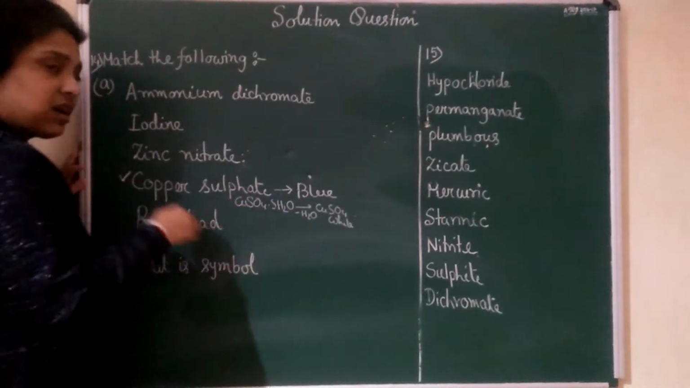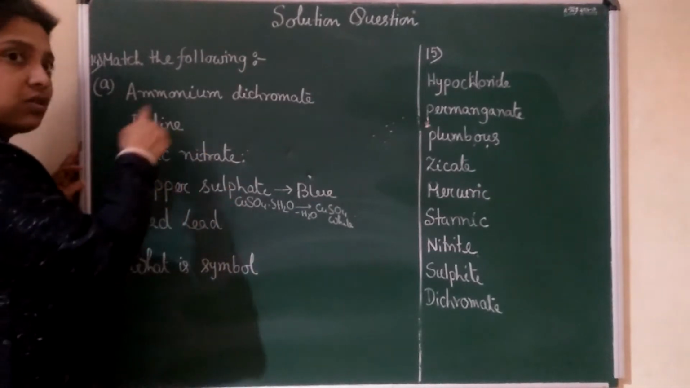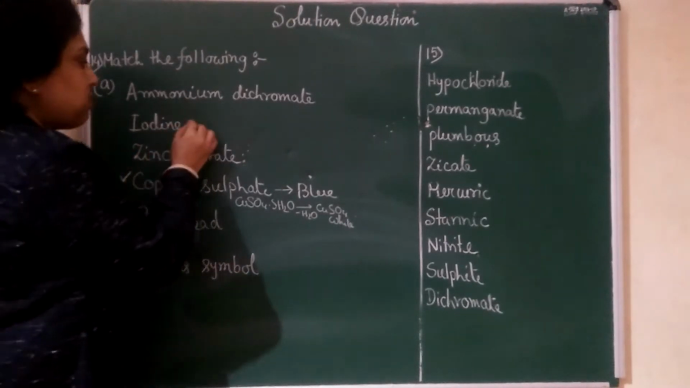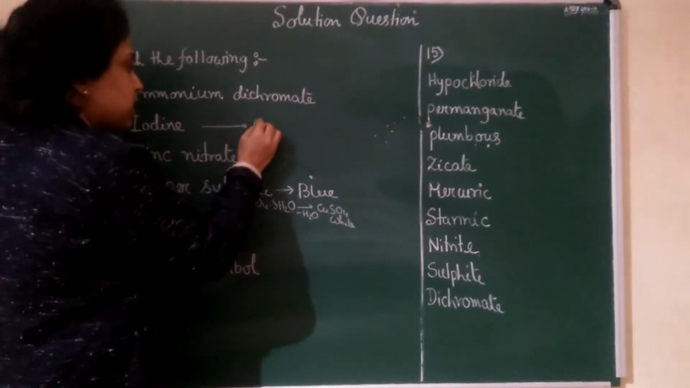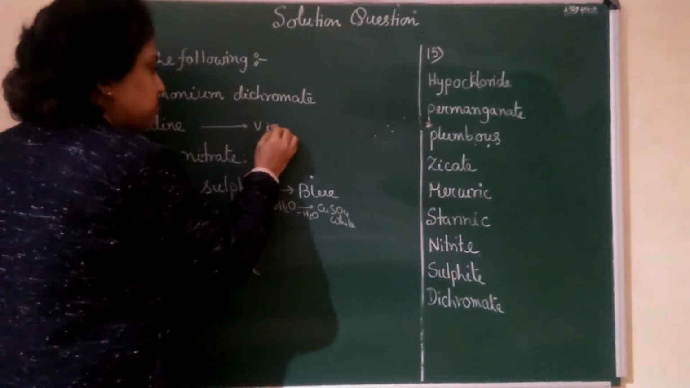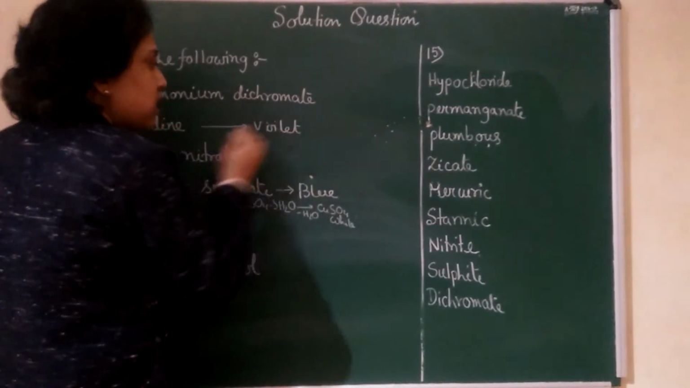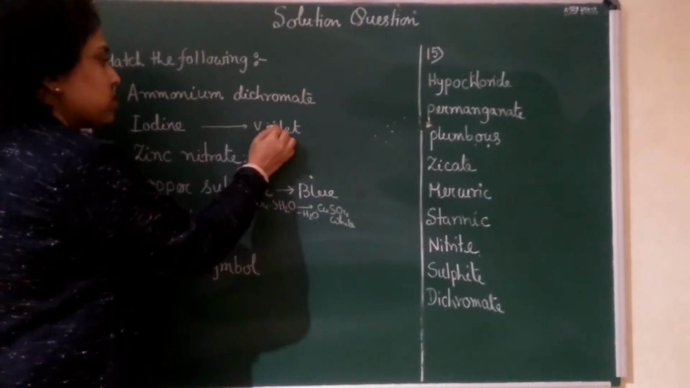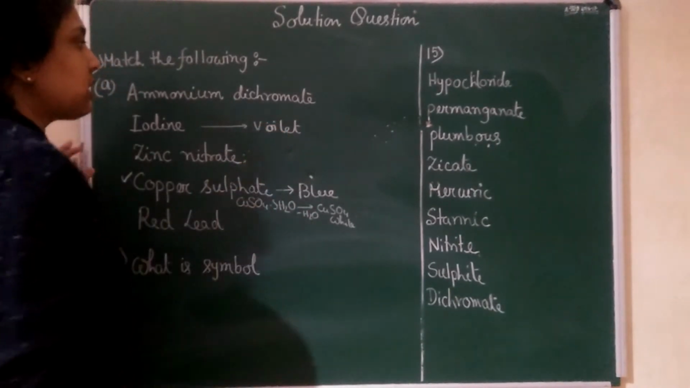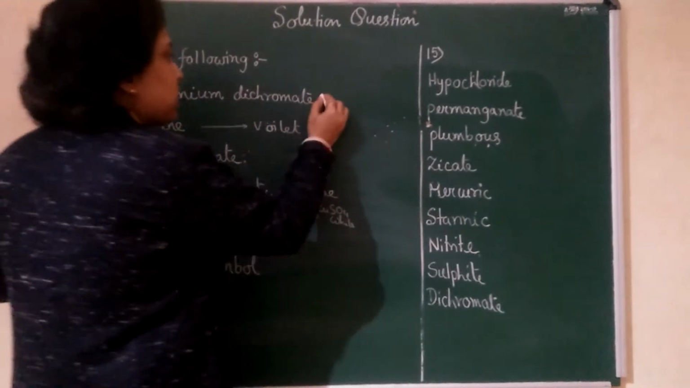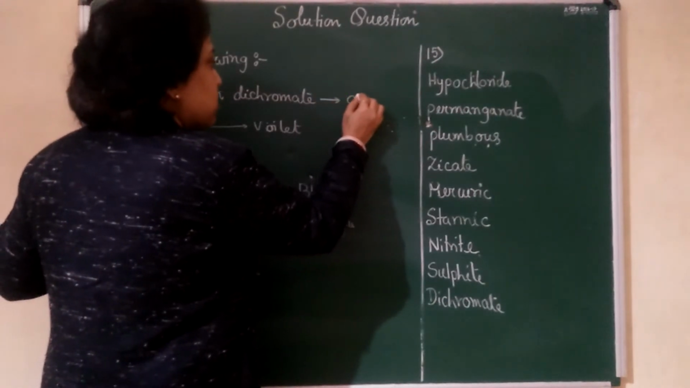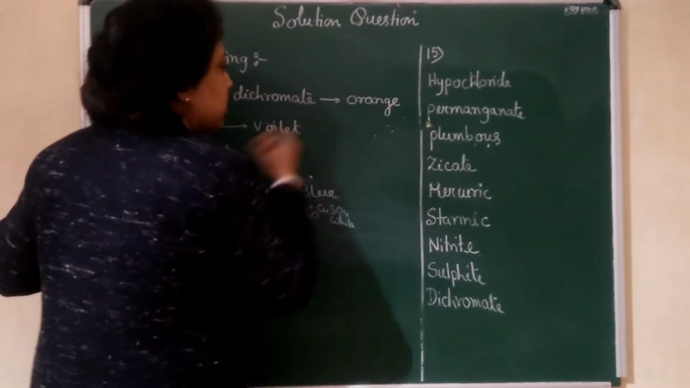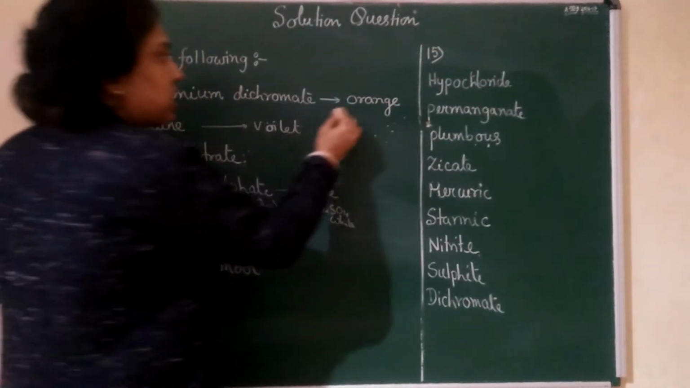Similarly, I am selecting a few so that you know these are things you have already seen in your day-to-day life. Iodine vapors: we know they are violet in color. Then ammonium dichromate, this salt is orange in color. So the compound is orange in color.